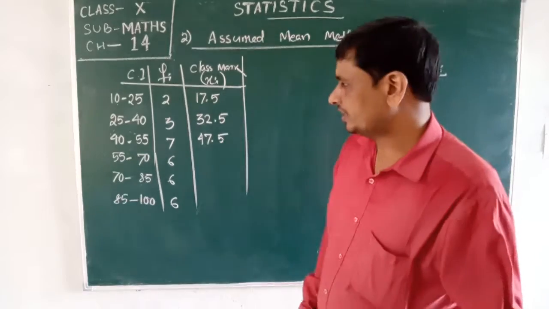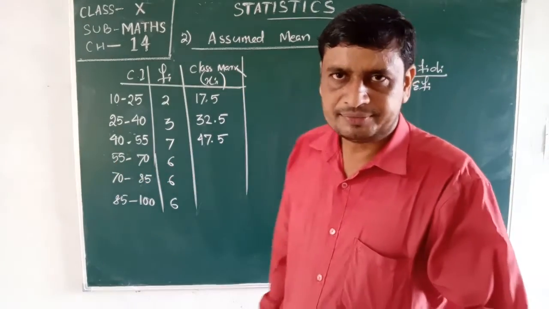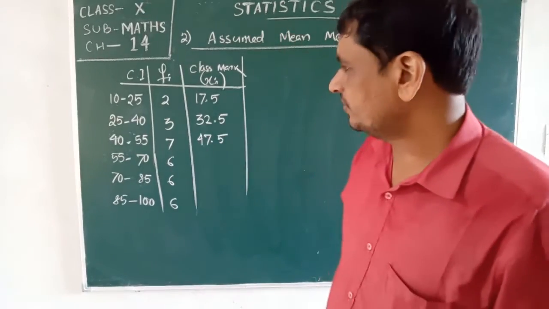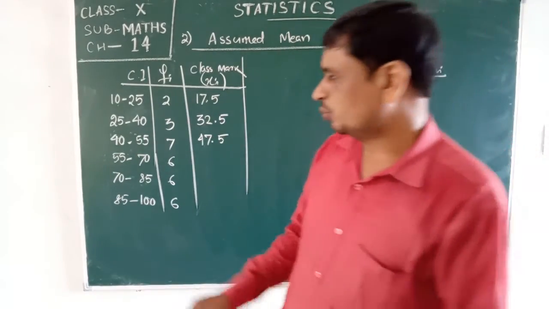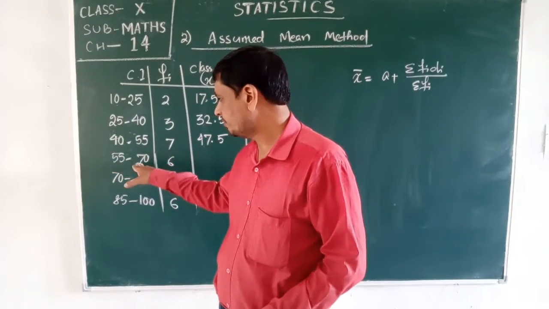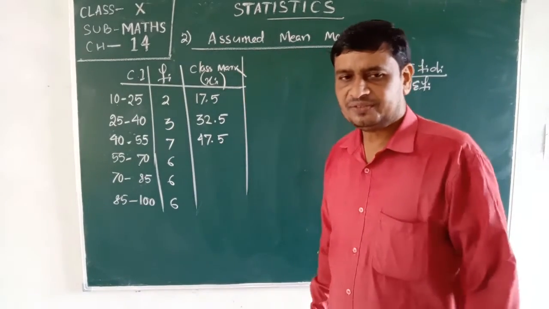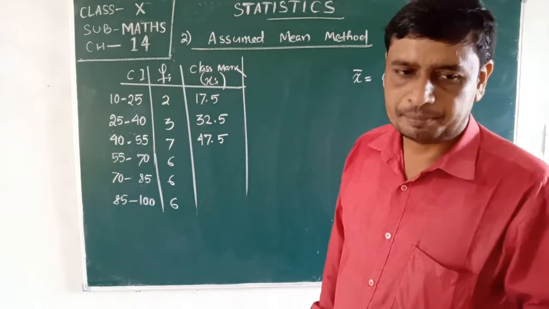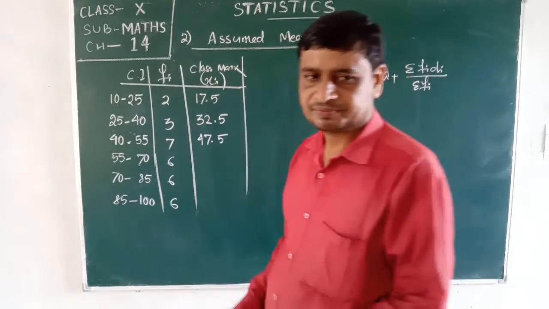Next, for the class interval 55 to 70, we have to find the class mark. First, we have to add both the class limits, 55 plus 70, that is 125. 125 by 2 becomes 62.5.